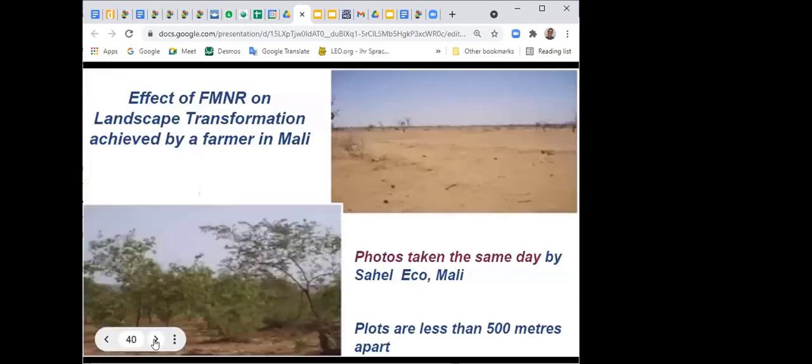Now we're talking about landscape. Here we have two photos. They're less than 500 meters apart. One is with FMNR, and the other one is where there's no FMNR. And you can see which landscape is going to be better for crops and for maintaining long-term soil fertility. You can see the effect of FMNR on the landscape.